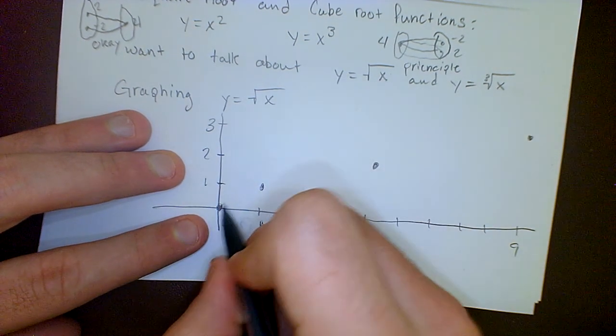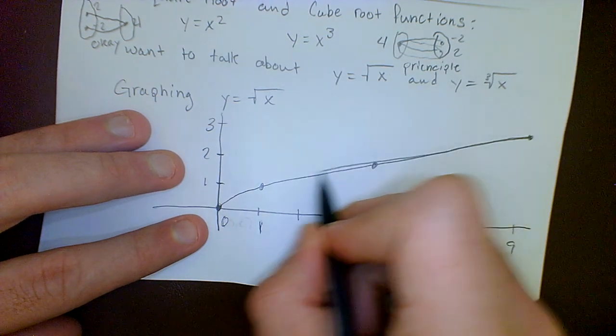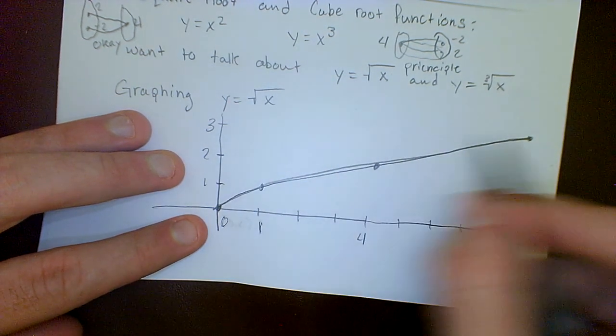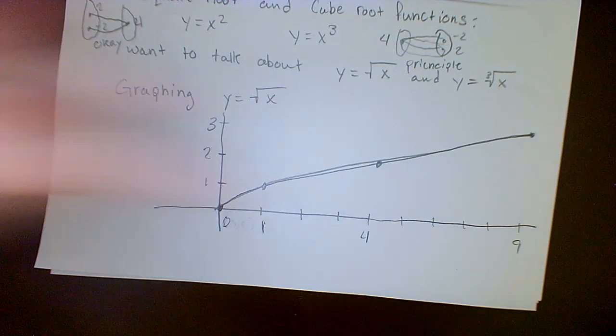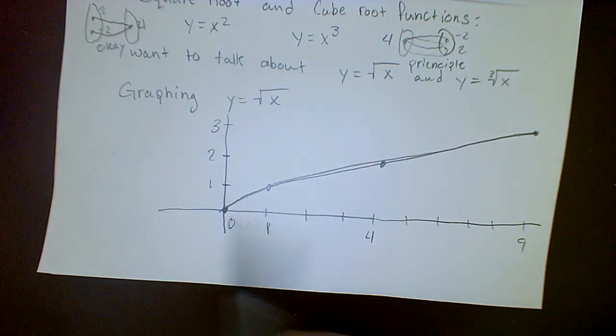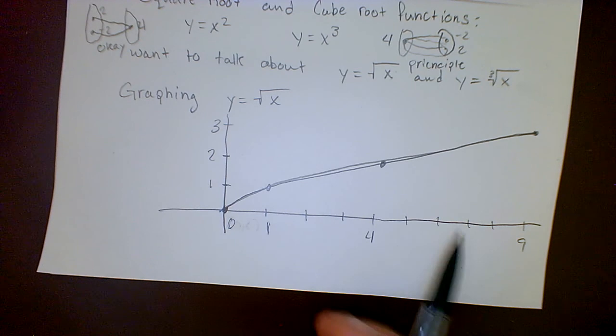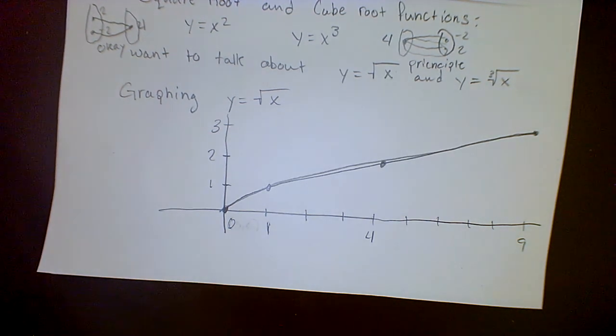So it's kind of this, it's not linear, but it's like a curve. It's concave, which means it has like a concave down shape. So it's not a line, that's just my poor drawing. Okay, so that's how you would draw the square root function.